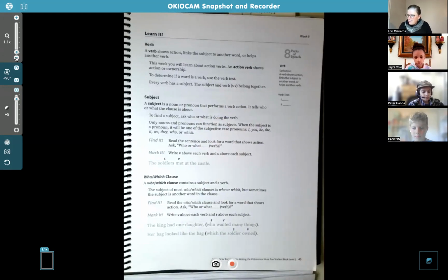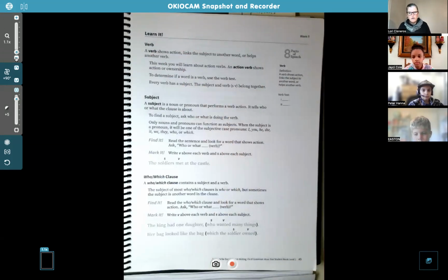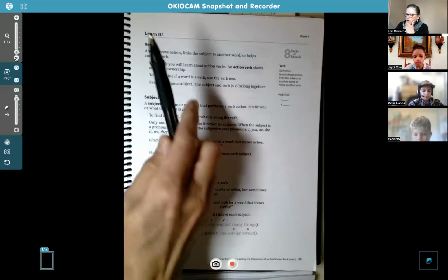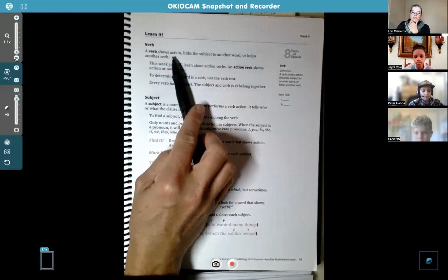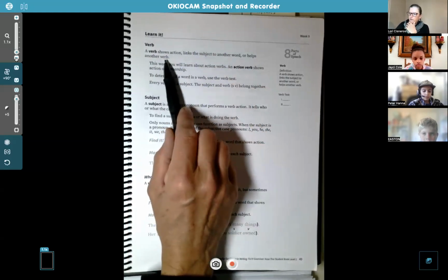Page 49 in the grammar book this week. We're talking about verbs. I'm sure you've heard that word before. Verbs are action words. Later, you're going to learn that there are also linking verbs and helping verbs, but we're going to focus just on action verbs today. This is a new thing you're going to start marking in your book for your homework. So verbs sometimes show action, or they link the subject to another word, or help another verb.